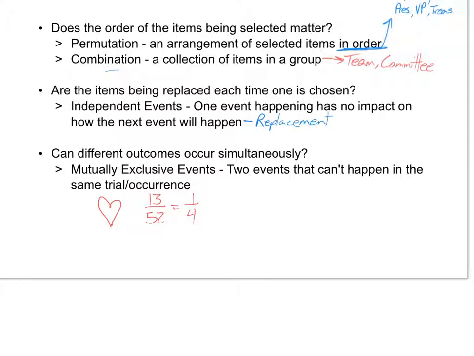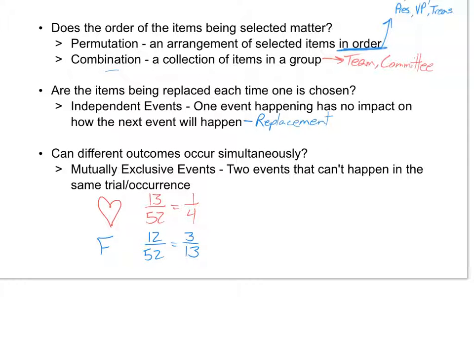Now, question. What are my chances of getting a face card? Just getting a face card. There's 3 face cards in each suit. There are 4 suits, so that would make 12 face cards out of 52. That would be 3 out of 13.